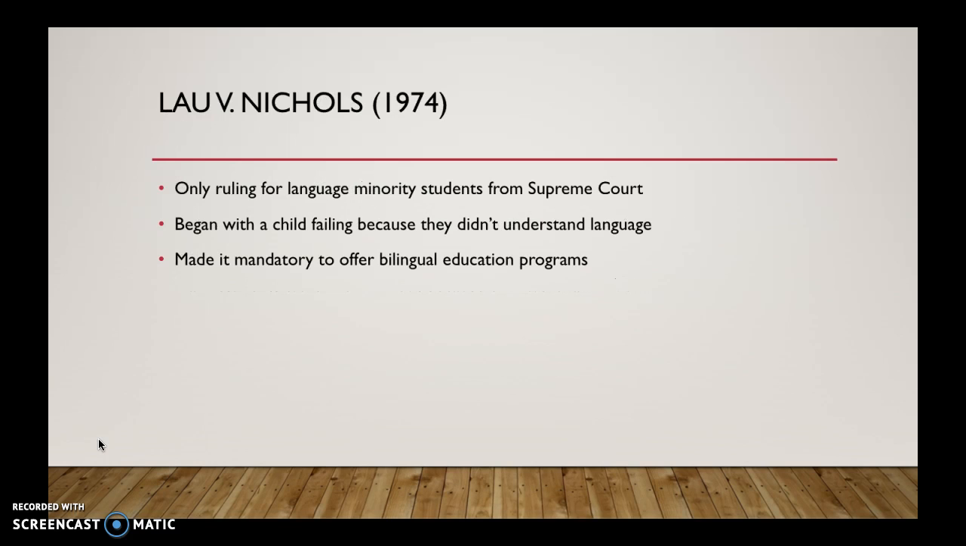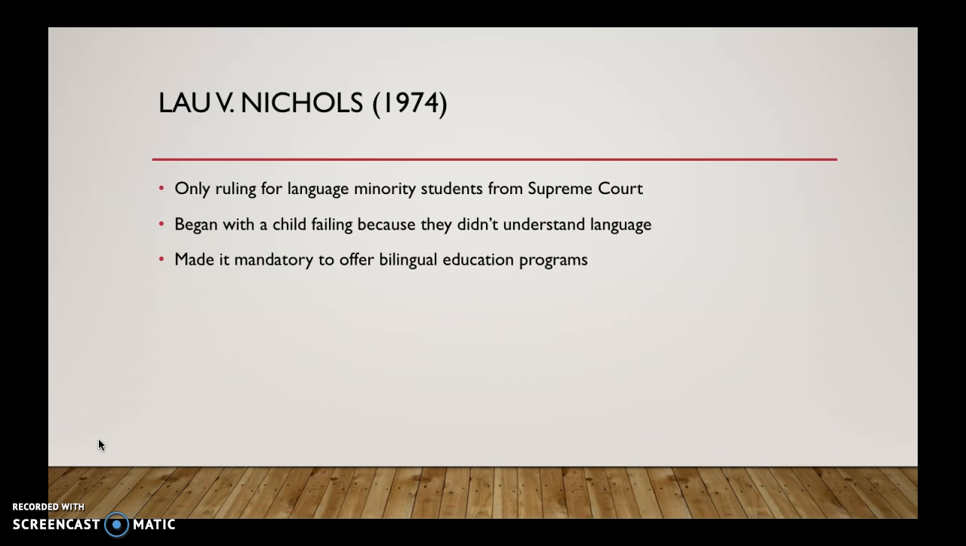Next is Lau versus Nichols in 1974. This is the only Supreme Court ruling for language minority students. It began with a child failing because they didn't understand the language, and a lawyer heard about the family's case, so they brought it to the Supreme Court, and the Supreme Court ruled in favor of the family and made it mandatory to offer bilingual education programs.